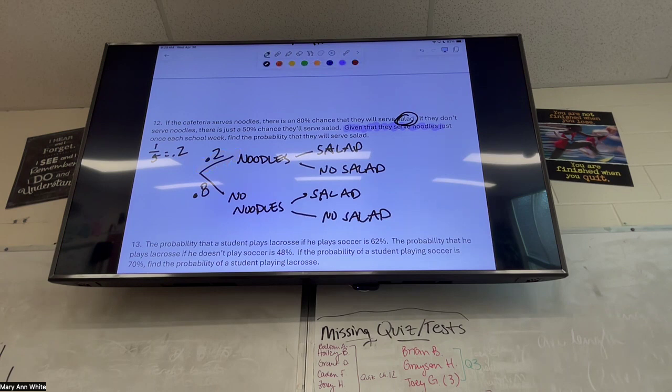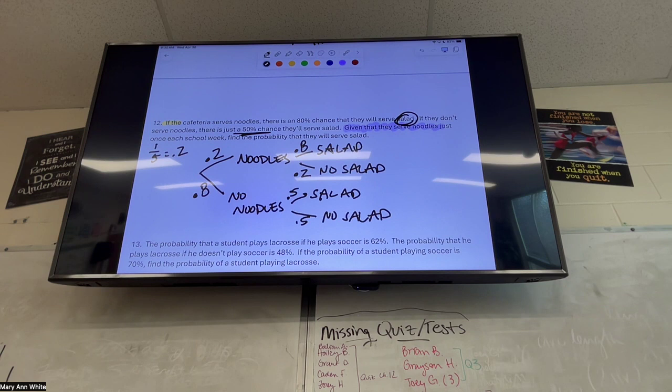Okay, so we got our probabilities so far. Now we're gonna follow our path. Yes, noodles, yes, salad. That's my first sentence. If it serves noodles, there's an 80% chance they'll serve a salad. So what do I put between noodles and salad? 0.8. And then what about between noodles and no salad? 0.2. And then 0.5 and 0.5, because there's just a 50% chance they'll serve a salad.